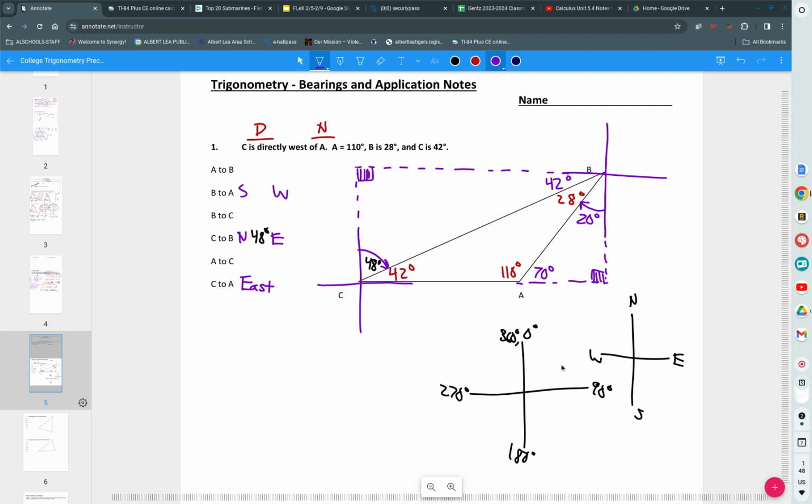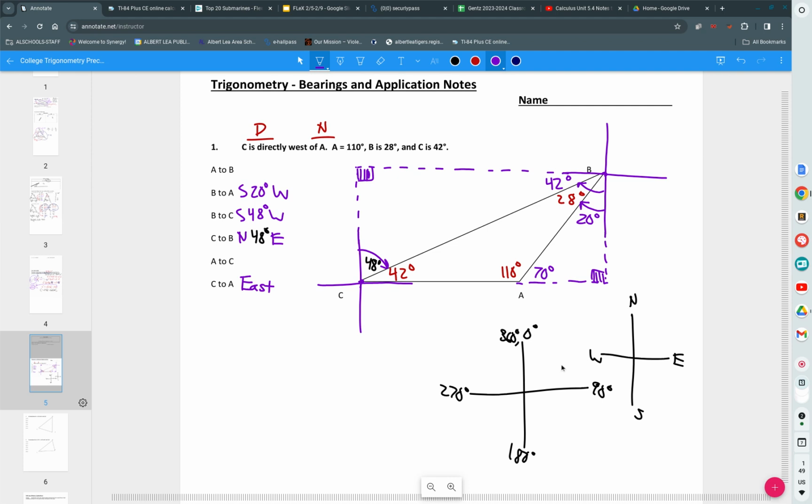Again, we're going from B to A. It's southwest. How many degrees do we turn to the west? 20. 20 degrees. I'm going from B to C. Still southwest. How many degrees do I turn to the west from south? 48. Yeah, you turn 20 and 28 to get 48. Great. I've got my locations at B. I've got my locations at C.